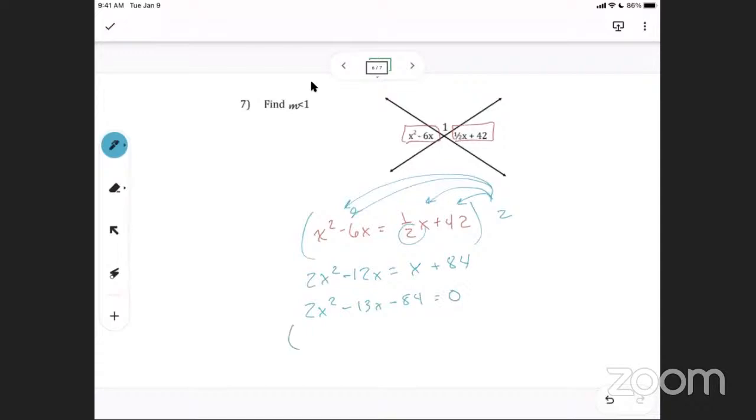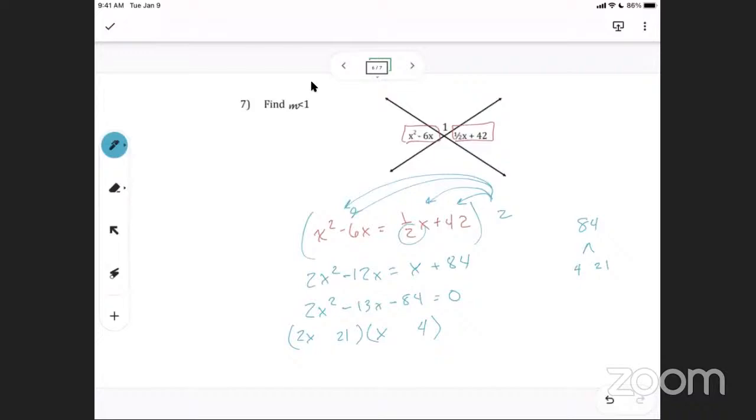Now let's try to factor it, if it can be factored. You good with factoring? Yeah. 2x and x. 84 is 4 times 21. I bet if I put a 4 here and a 21 here, I might get 13, if I put the right negative and positive in the right place, because 21 minus 8 is 13. See what I did there?